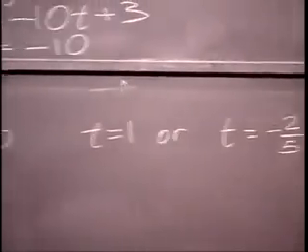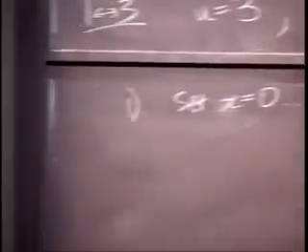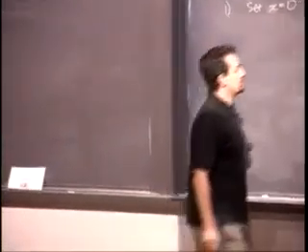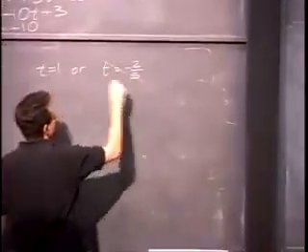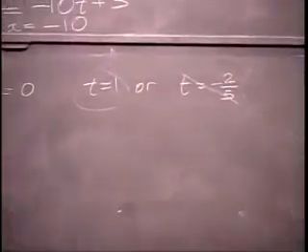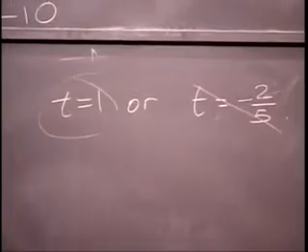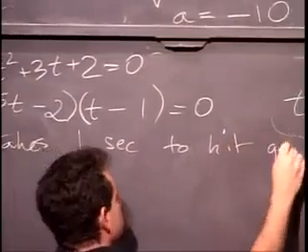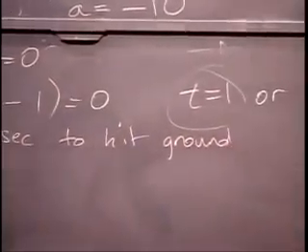Now, which one is realistic? Property 1. It lands on the ground 1 second after I throw it. Or property 2, it lands on the ground 2/5 of a second before I throw it. Well, it would be kind of cool if I could make it on the ground automatically 2/5 before I throw it. Here we go. 1, 2, oh, well, I can't do it. So this is not realistic. It has to be after I throw it. So it takes 1 second to hit the ground. Okay, so that's part 1.